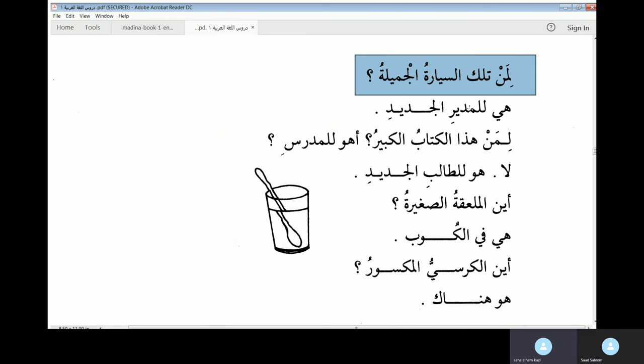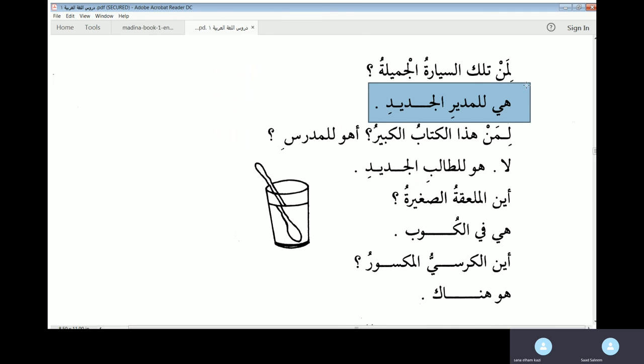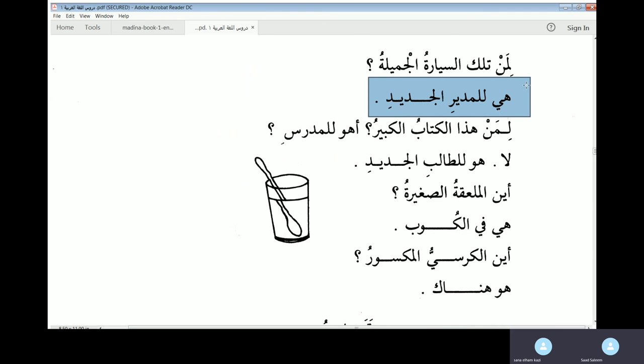لمن تلك السيارة الجميلة. Whose beautiful car is that? للمدير الجديد. This is the principal's car. It belongs to the new principal. Oh, this belongs to the new principal.